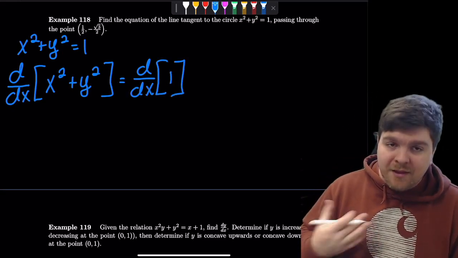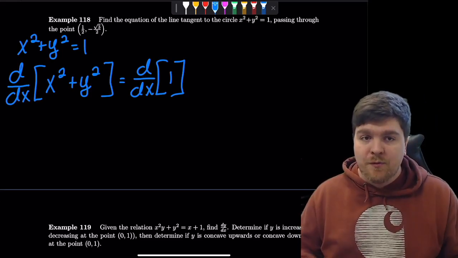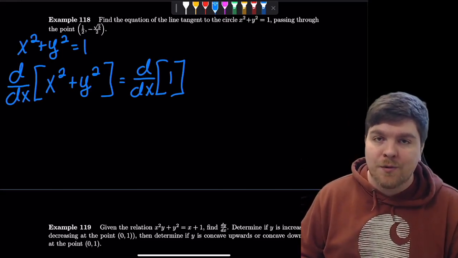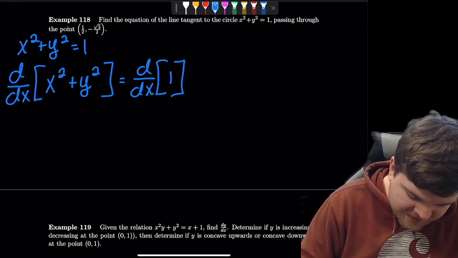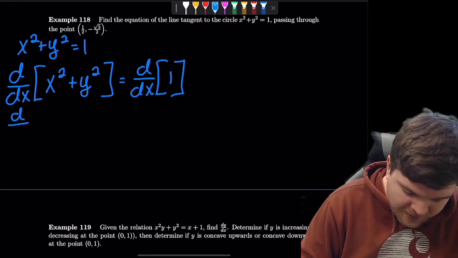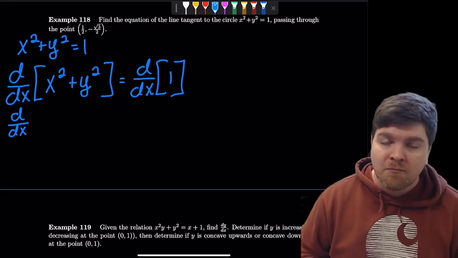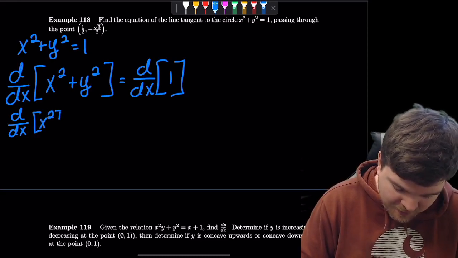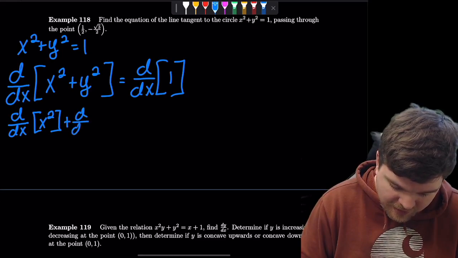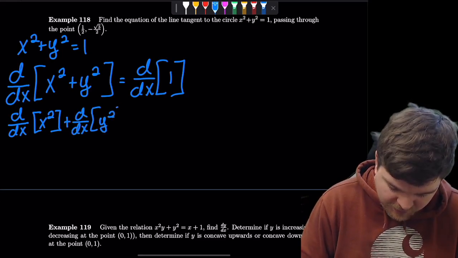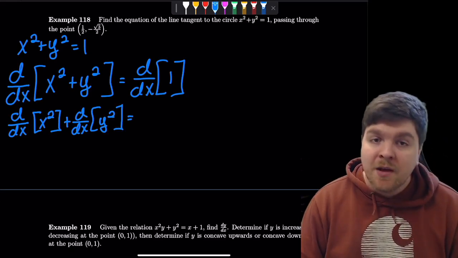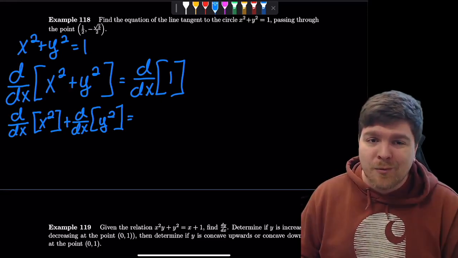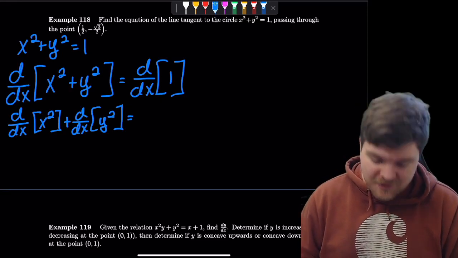As I'm looking at this, it says perform the operation of the derivative with respect to x on x squared plus y squared, and then on the right side, take the derivative of 1 with respect to x. On the left side, we can essentially distribute this differential operator over x squared and y squared. So take the derivative of x squared, then take the derivative of y squared, and add the results together. On the right side, the derivative of 1 with respect to whatever variable we differentiate with respect to is just going to be 0.